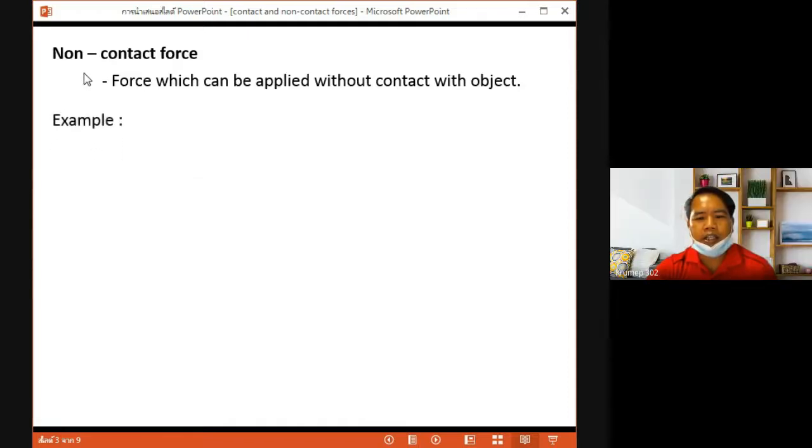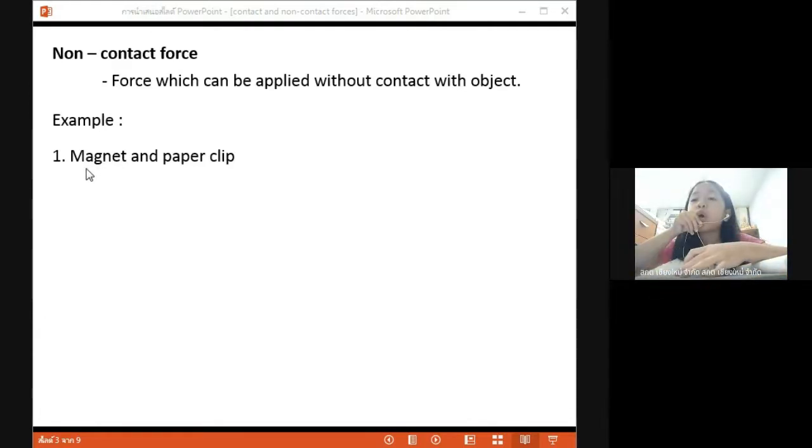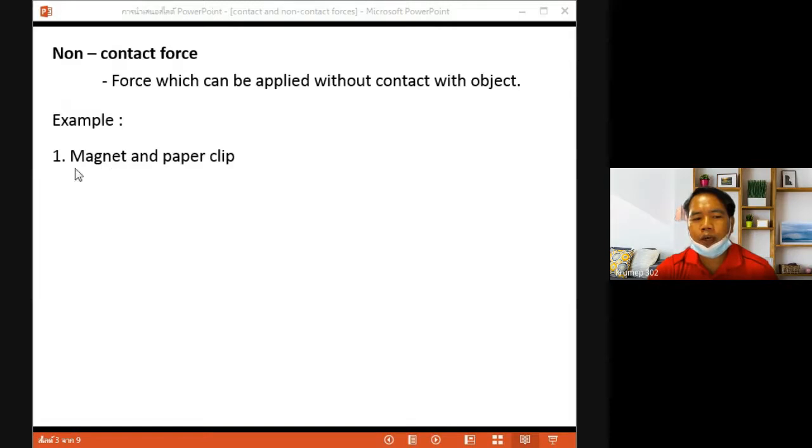Next, an example of non-contact force. Here we have a magnet and paper clip. Do you know what a magnet is? Yes or no? Students, do you know what a magnet is?